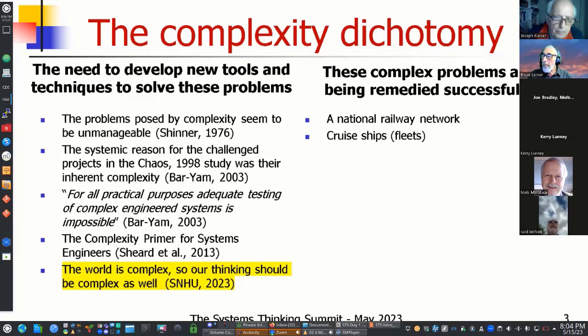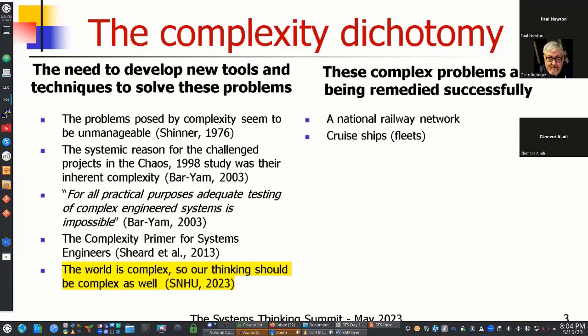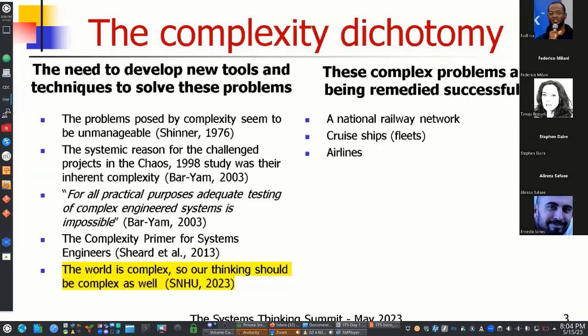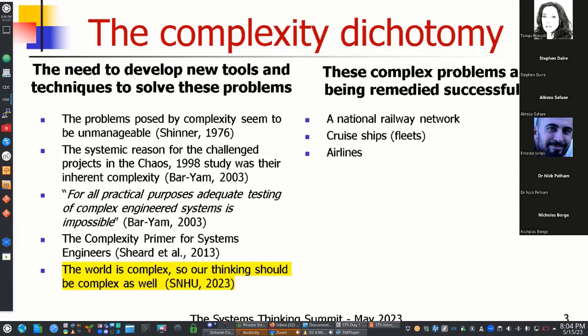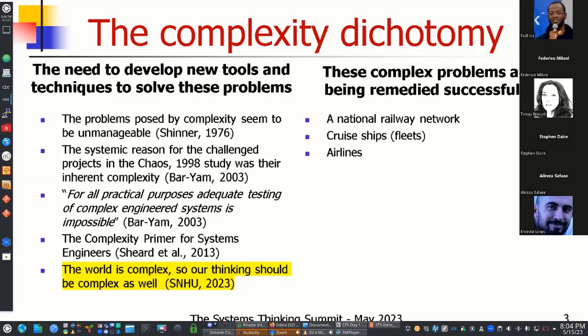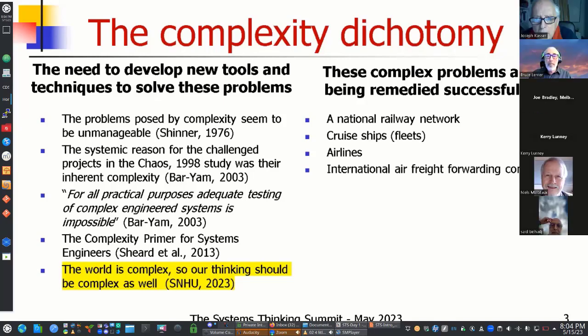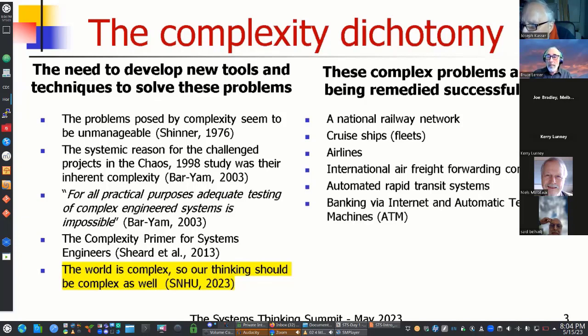Cruise ships. Cruise ships deal with the ships, the servicing and maintenance of the ships, the advertising, the marketing, the entertainment, arranging for shore trips, tremendously complex. And what's more, the schedules can be arranged up to 2 years in advance. Airlines, running flights around the world, making sure that when an airplane requires servicing, the airplane and the part end up at the same location, dealing with passengers, dealing with baggage, dealing with all sorts of things. Or international air freight forwarding companies, automatic rapid transit systems, banking via the internet, and the automatic teller machines.